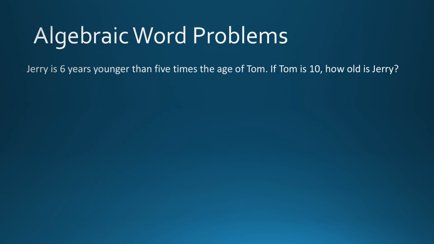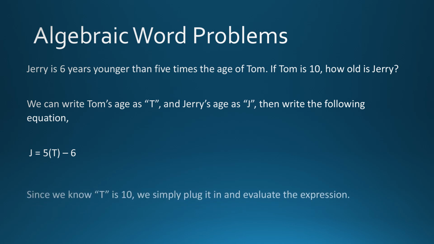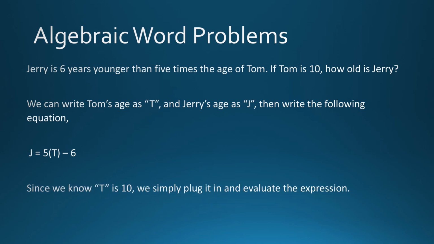already know Tom's age. We can write Tom's age as t and Jerry's age as j, then write the following equation. j equals 5t minus 6. Since we know t is 10, we simply plug it in and evaluate the expression. So, j equals 44, meaning that Jerry is 44 years old. Problems like these can be confirmed by using simple logic, but it is important to build the foundations here for more difficult word problems.